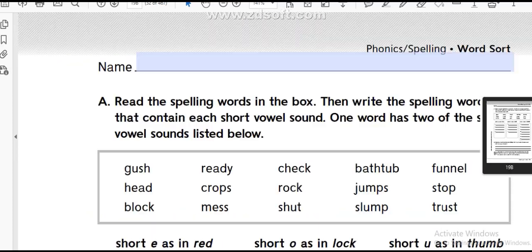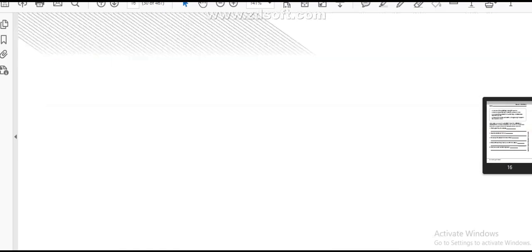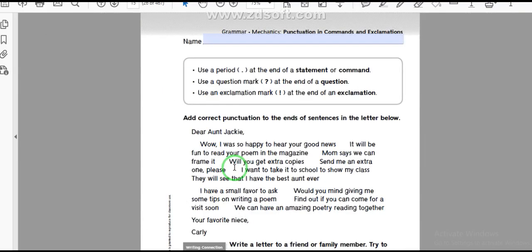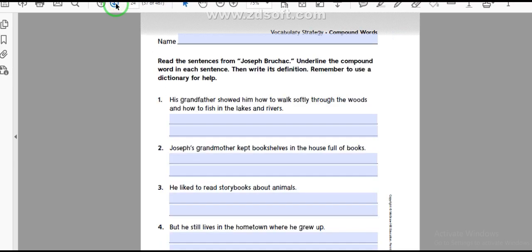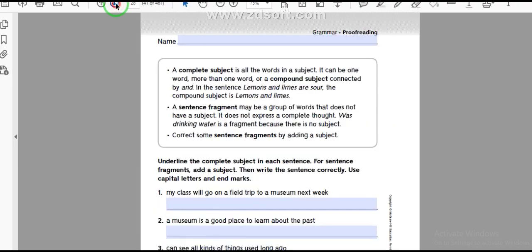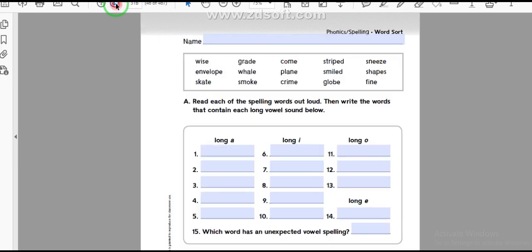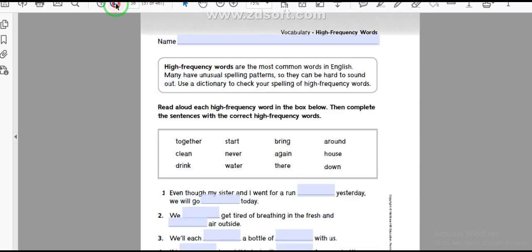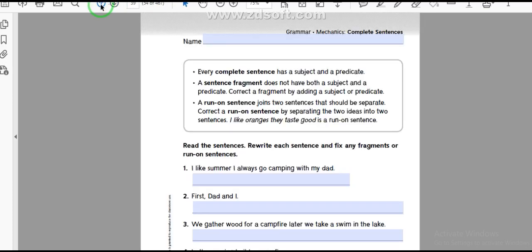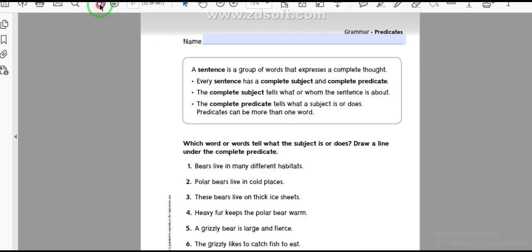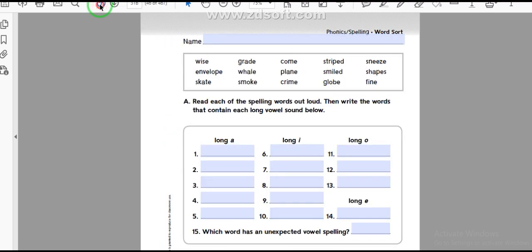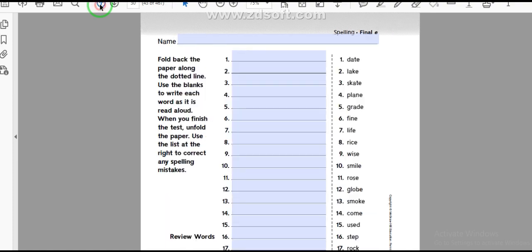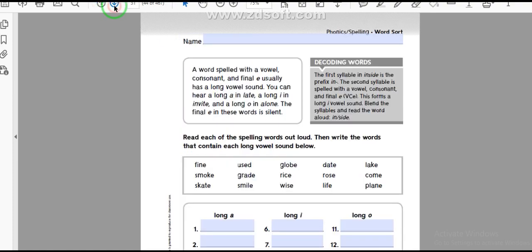Okay, let me put this page up again, 1 minute. I'm almost there, 1 minute. I lost the paper.